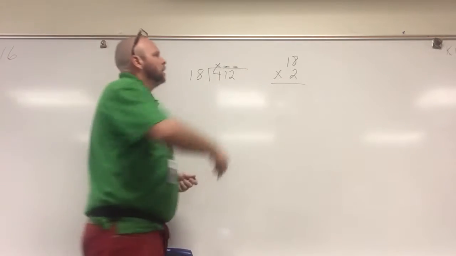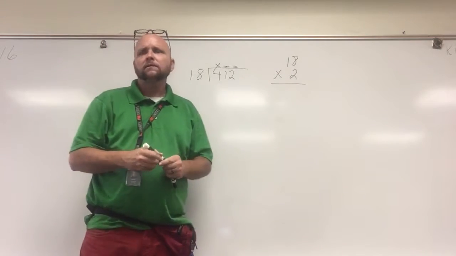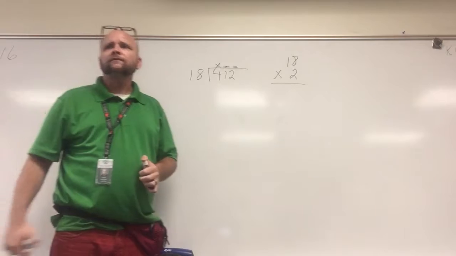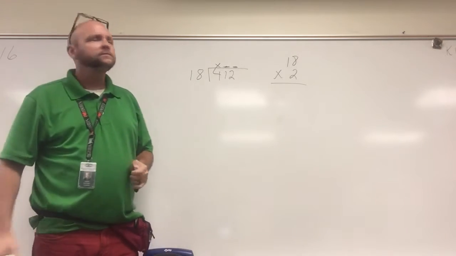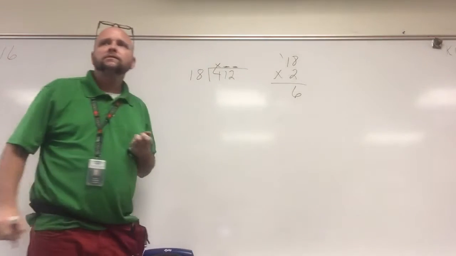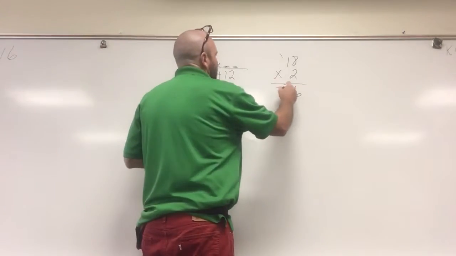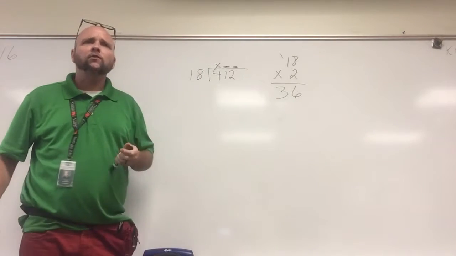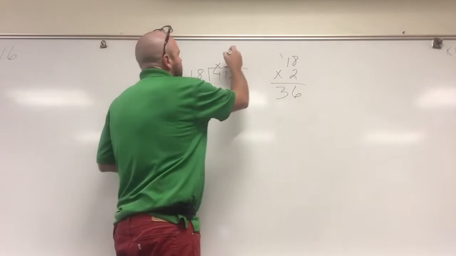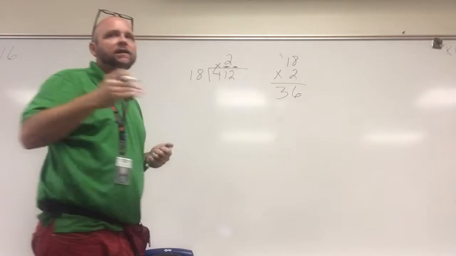18 times 2. Figure that out for me. 8 times 2 is 16, and 2 times 1 is 2, so it would be 36. Is that pretty close to 41? Yes. Okay, so I know the 2 goes above the 1, because I'm taking it into 41.